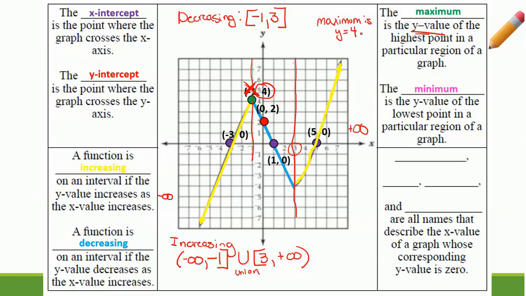My minimum is the y value of the lowest point in the particular region of a graph. So notice I have a minimum at 3, -4. But now I only want the y value, so not the 3, but the -4. So my minimum is y equals -4. Not too bad, right?